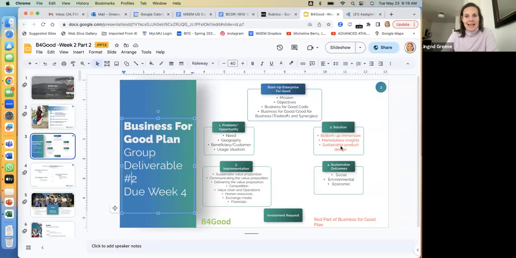And that's going to be the last piece, the sustainable product design. Before we get to that, I really want to understand how you got to that design. What type of research did you do? What type of information did you gain during your research? And so there are going to be a couple of slides on both the bottom-up immersion and the marketplace insights. So let's go into those slides and we'll talk a little bit about what those slides need to look like.